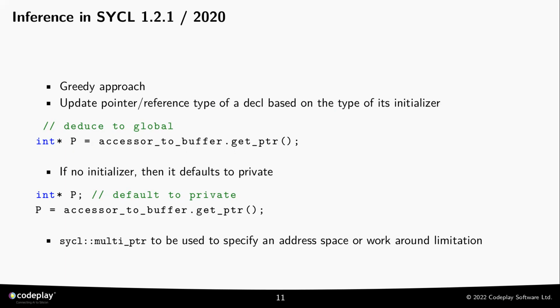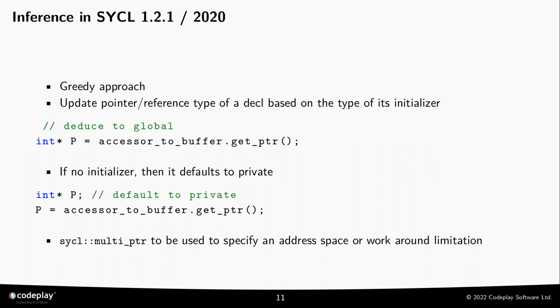So in the first example that we have here, p's type is updated to be a pointer to global because we have an accessor to a buffer, and that normally points to the global address space. If there's no initializer, the type will default to private. So in the second example, we move the initializer into a second statement. Now p doesn't have an initializer, so it has to default to private, and that's causing a typing error here.